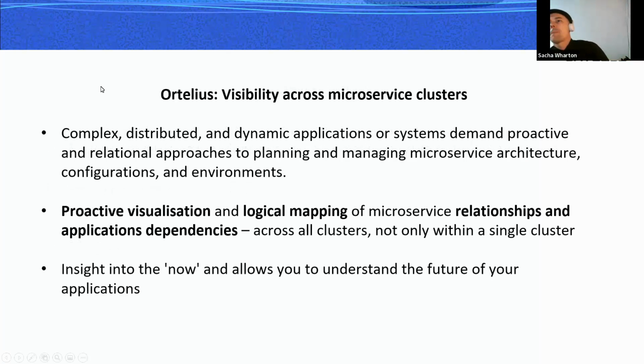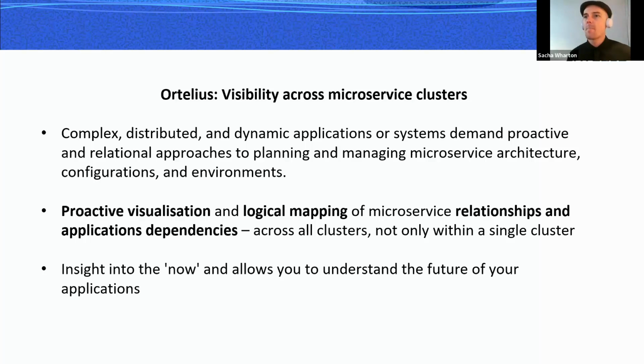So what does Ortelius do to give us this visibility across microservice clusters? They are complex, distributed, dynamic systems, and they demand proactive and relational approaches to planning and managing microservice architecture. Obviously, there's configuration management to look at, and there are various different environments. There's not just one singular environment; there are multiple environments and multiple configurations, and these microservices are spread out. They could be global, they could be regional. It all depends on how your system is set up and what you have to manage.